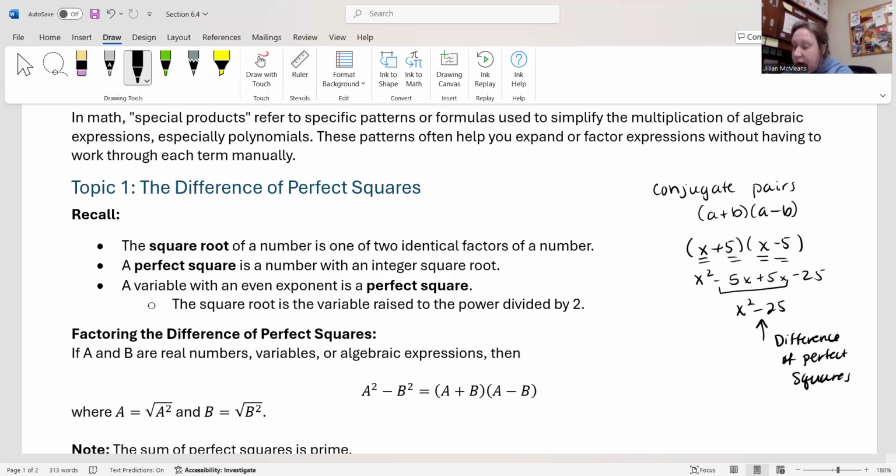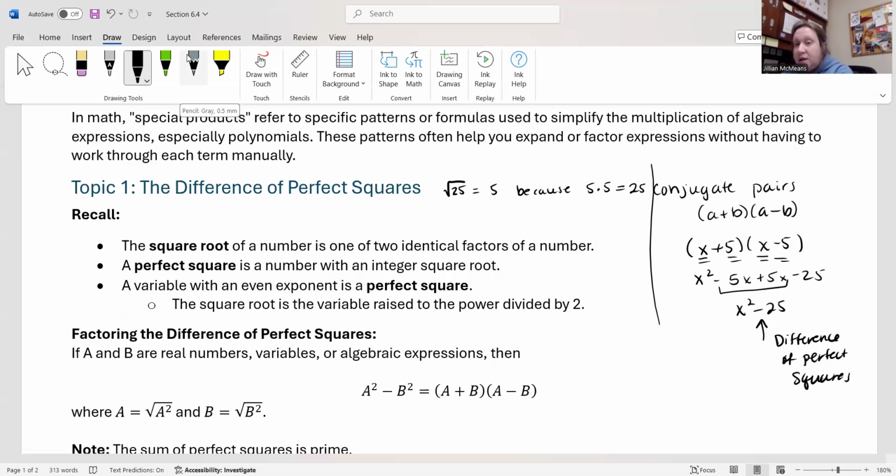First, just in case you have forgotten, the square root of a number is one of two identical factors of that number. If we think of the square root of 25, it equals 5 because 5 times 5, two identical factors, equal 25. Okay, so the square root is one of those two identical factors. Now, a perfect square is a number with an integer square root. 25 would be considered a perfect square because the square root of it is a nice, pretty whole number answer.